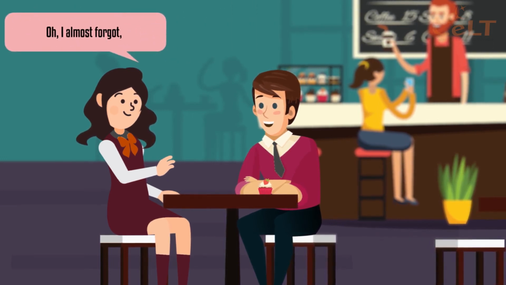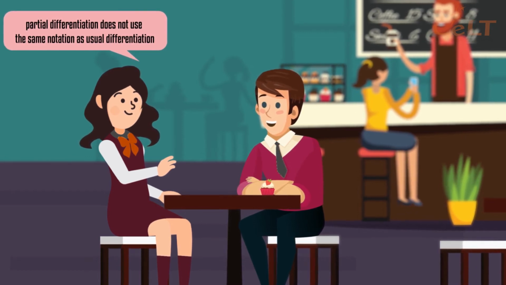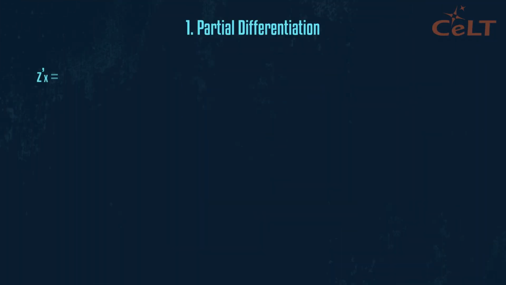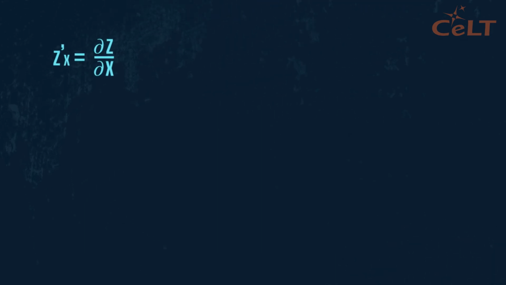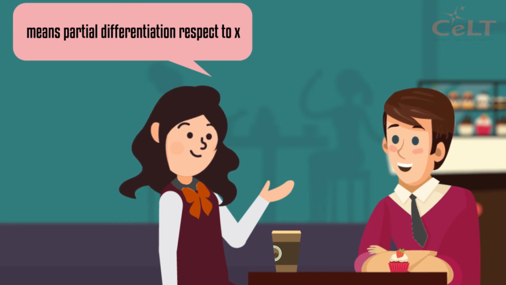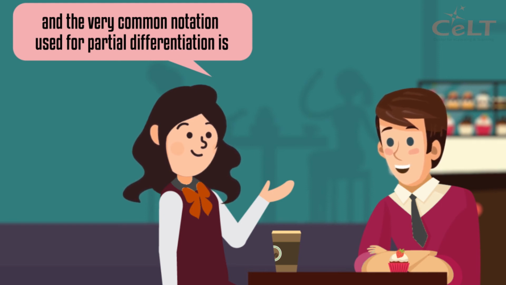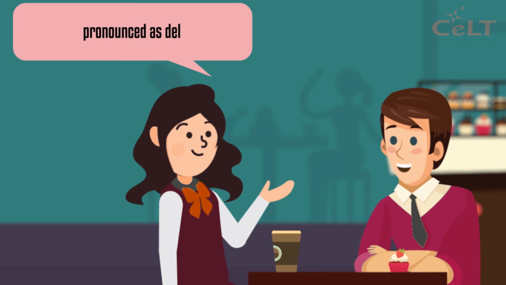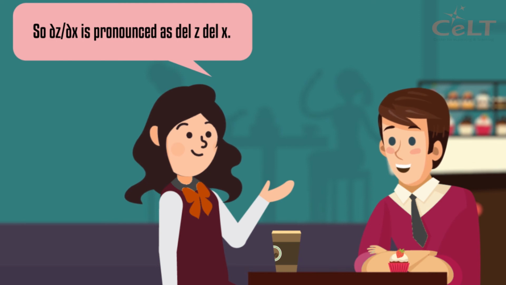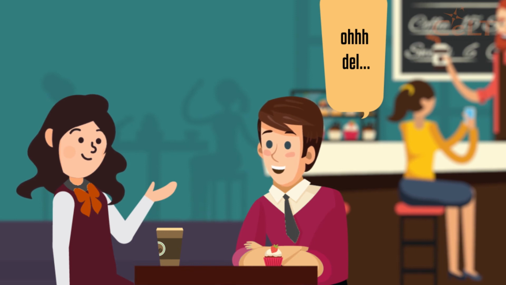Oh, I almost forgot. Partial differentiation does not use the same notation as usual differentiation. The notation for partial differentiation, z with respect to x, means partial differentiation with respect to x. And the very common notation used for partial differentiation is pronounced as del. So, ∂z over ∂x is pronounced as del z over del x. Oh, del.